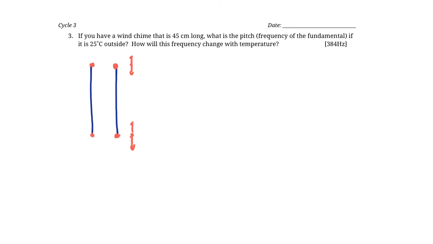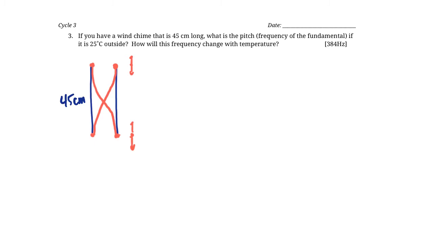If that's the case, in order to create a standing wave inside, we're going to have a wave that looks like this. This is the simplest wave we can make. We can't just connect these straight across, because then no wave would be made, because that would just mean the pressure is equal throughout. We don't actually have any wave being formed. So here, this is the simplest wave we can create. And the length of it is 45 centimeters. We want to find the pitch of the fundamental, the frequency of the fundamental, if it's 25 degrees Celsius outside.